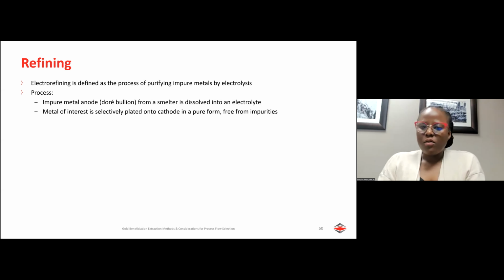Okay, the refining of gold is done by electrorefining, where the bullion bar is placed as your anode in an electrolytic circuit. Your anode, which is now your bullion bar, is dissolved into an electrolyte solution, while at the same time, your dissolved gold is recovered selectively onto your cathode plate in a purer form. And this leaves your impurities behind in the solution. This is how refineries generate gold that is at a purity of 99.99%.